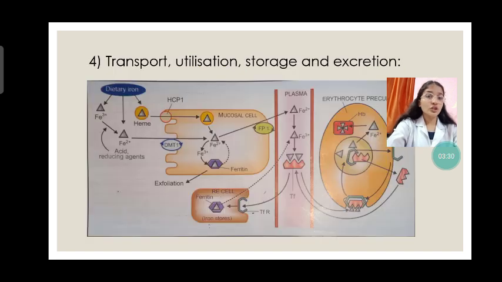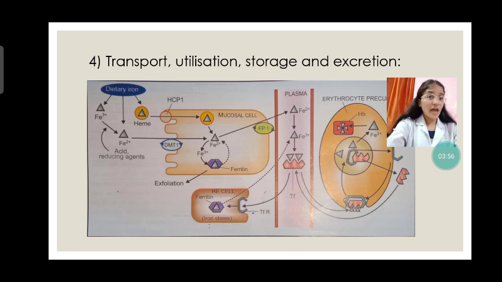Now fourth, transport, utilization, storage and excretion. This image basically sums it all up, and the metabolism of iron is shown in this image. The iron which we take in diet is in two forms, Fe2 plus or Fe3 plus. Now this iron is transported into the lumen of intestine via two proteins, ferroportin and DMT1, that is divalent metal iron transporter 1.